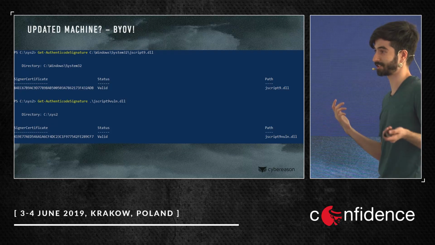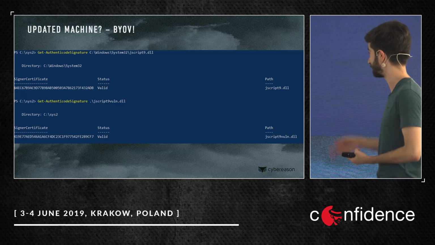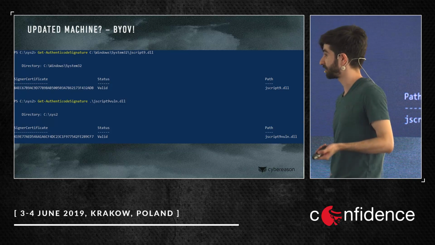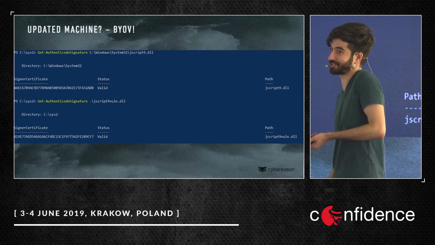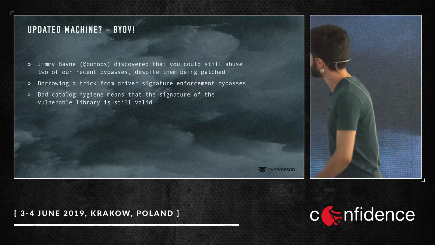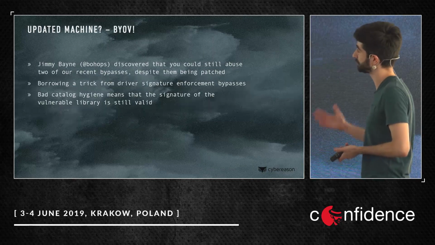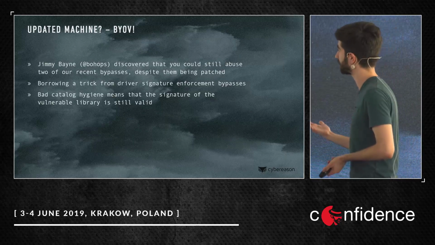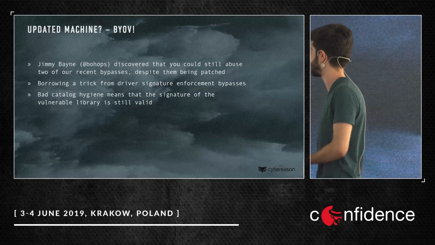And what does Device Guard stop? It stops everything that's not signed and valid by a specific certificate. And both of these are signed by the same certificate. And we're in a post-exploitation scenario, so why don't I just choose to run the vulnerable version? Like, who cares if there's a safe version? I don't want it. And this was actually discovered by Jimmy Bayne, Bohops on Twitter. And you could still abuse two of our recent bypasses. I used Jscript 9, he used MSXML, and you just bring the vulnerable version back, and that's it. You have the vulnerability again.